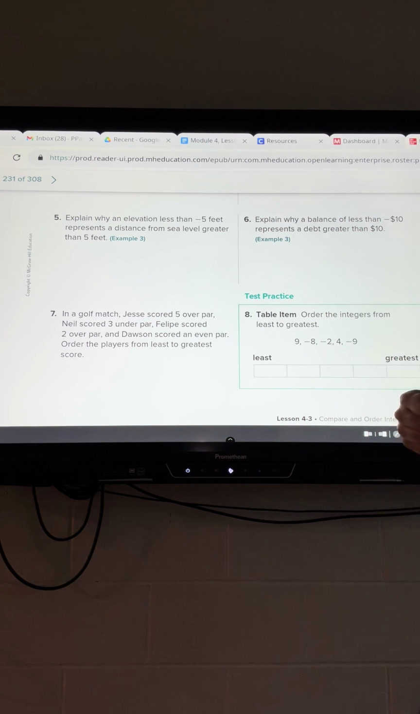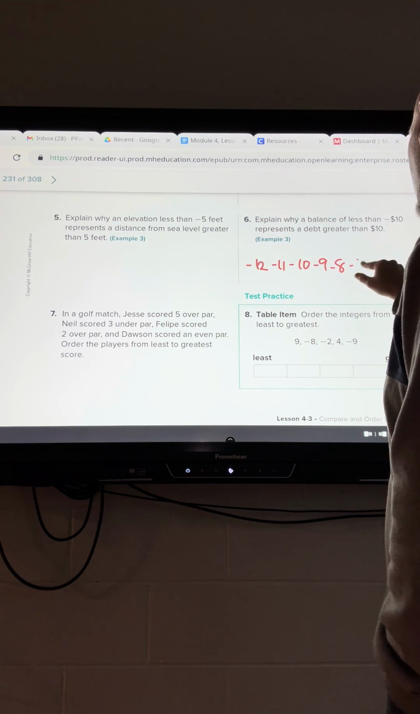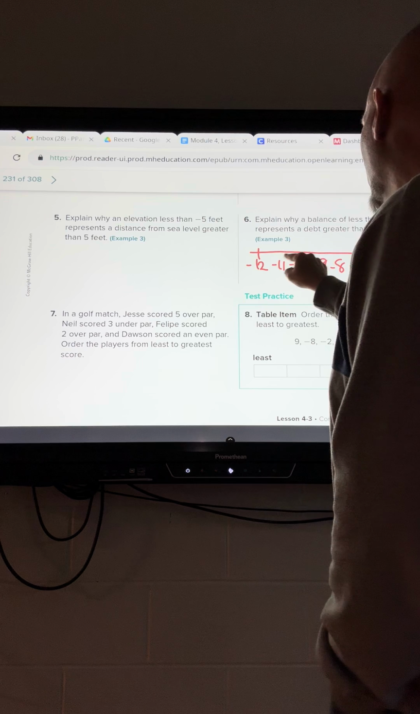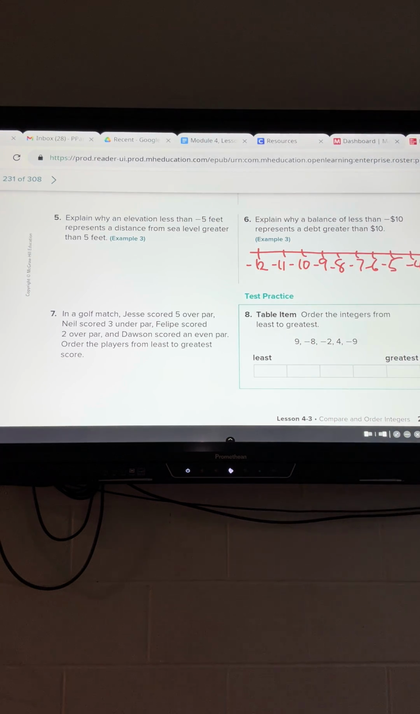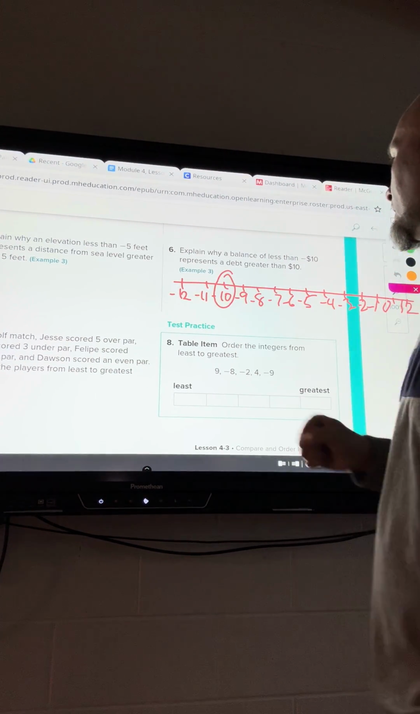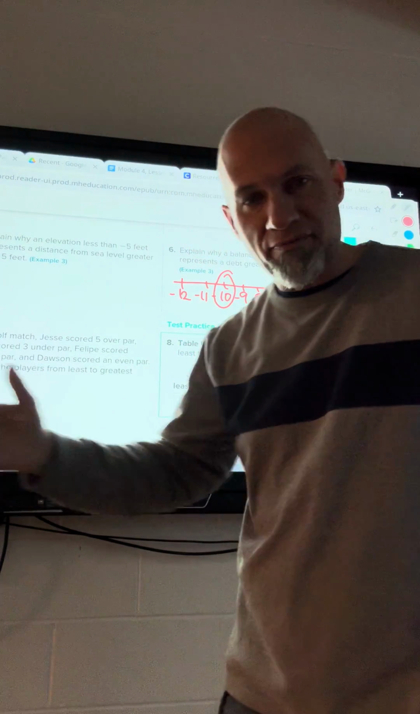Let's see, what else can we do here? Let's do number 6. So we talked about this as well. Explain why a balance of less than -$10 represents a debt greater than $10. So if you had a number line here and you had the value that we're talking about in the problem of -$10, so that means the balance is -10, okay? And when your balance is a smaller number, and remember, as you go to the left, your number gets smaller.